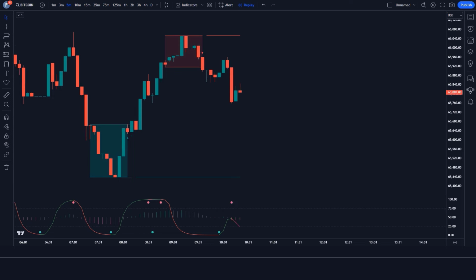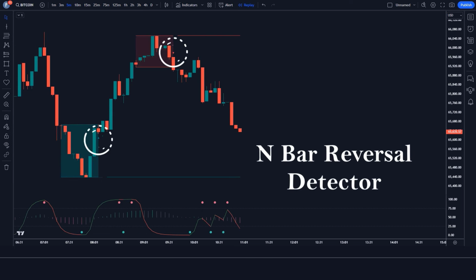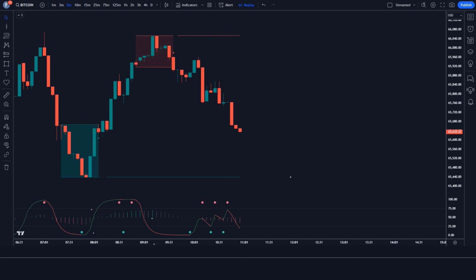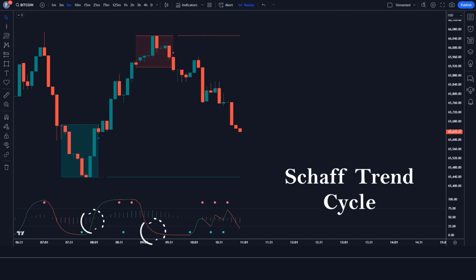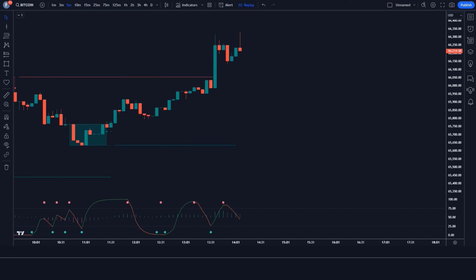First of all, let us know about trading tools. The up and down angle indicator we see in the chart is called the reversal detector indicator. The green and red line indicator we see in the chart is called the Schaff Trend Cycle indicator. Now we tell you how we want to trade. Let's start the video.